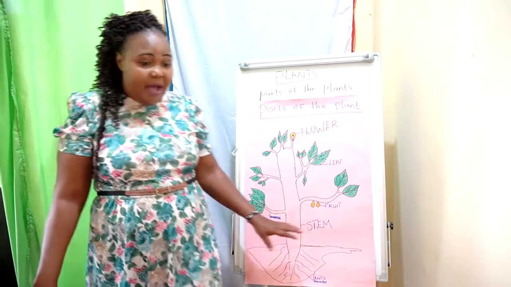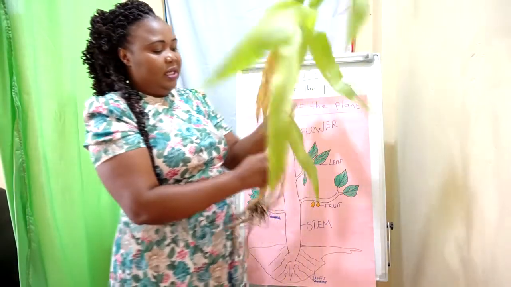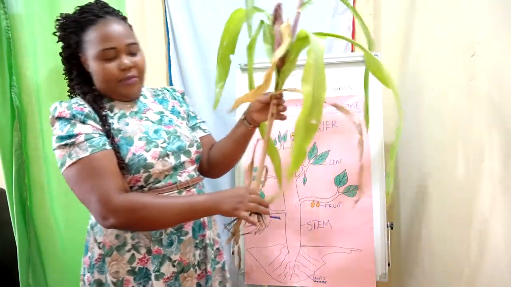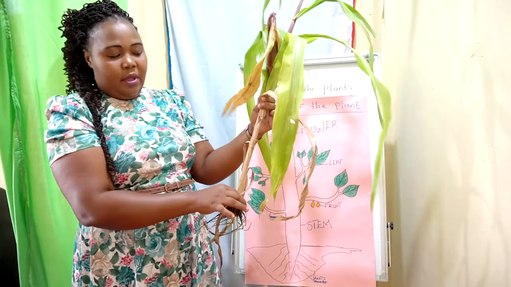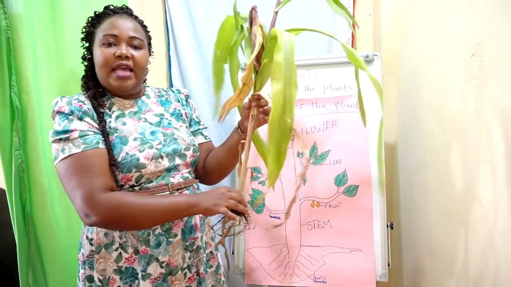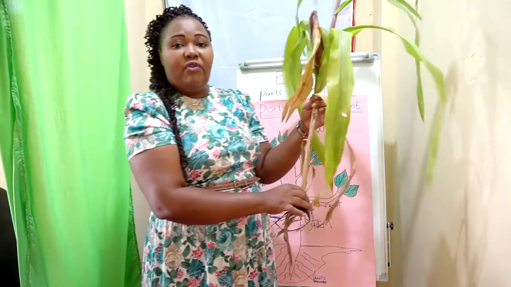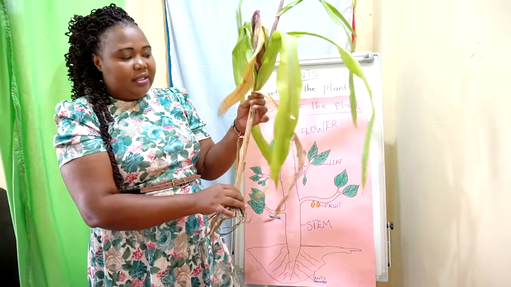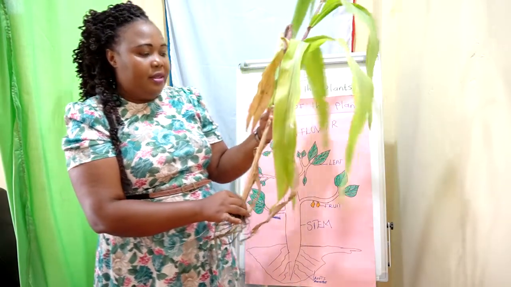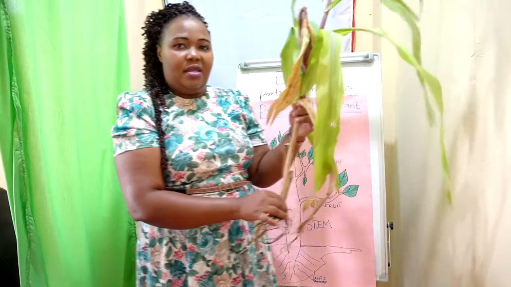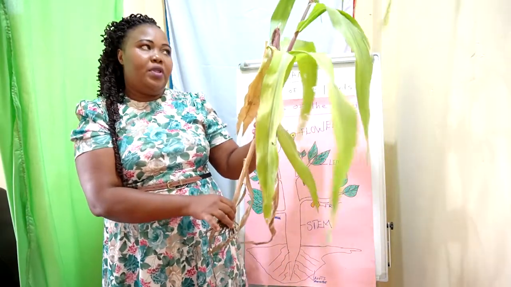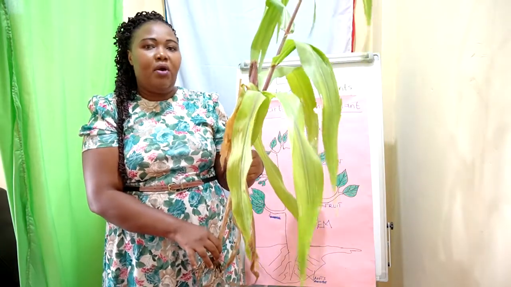For example, we have a maize plant here. This is a maize plant. Look at its stem. This part here is what we call the stem. When you look at this stem and compare it with the stem of a mango tree, you find that the stem of the maize is thin. So this part here is thin compared to the stem of the mango tree.